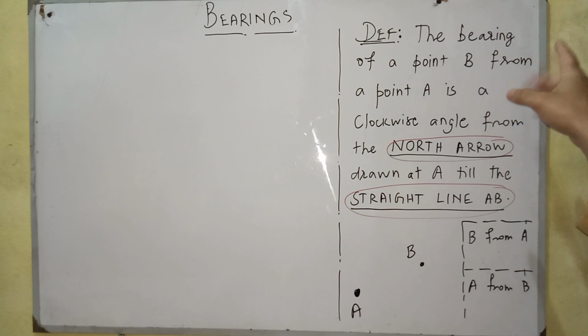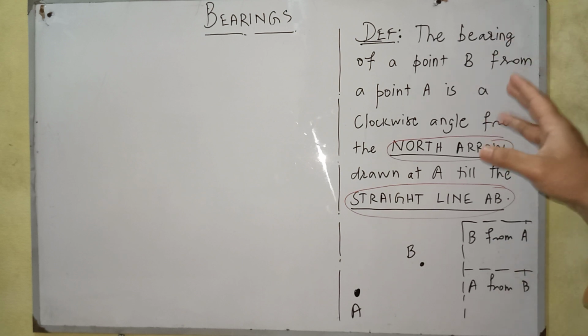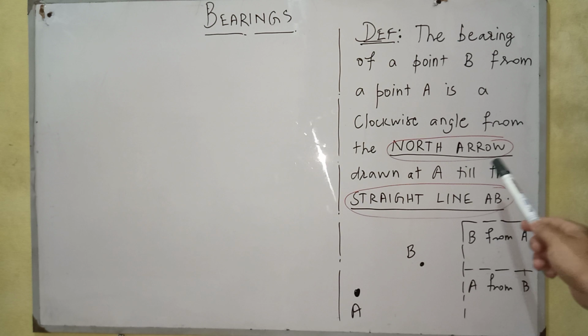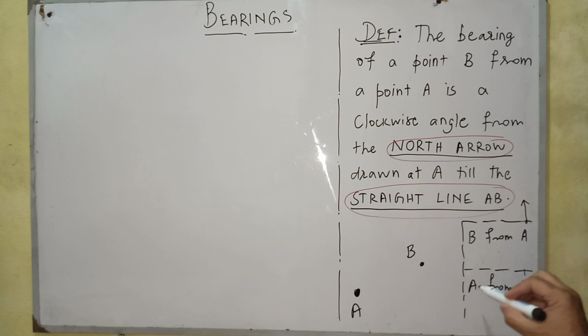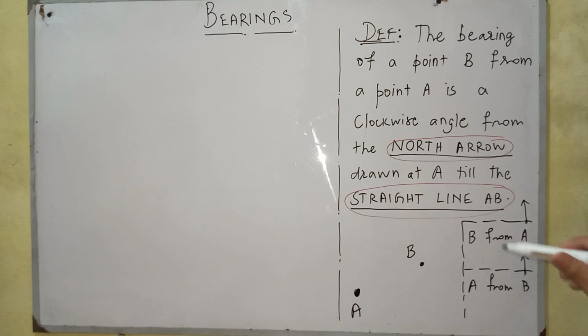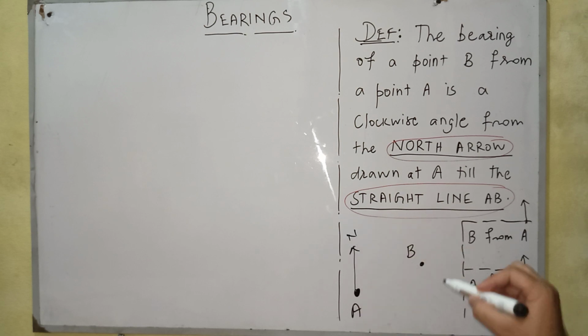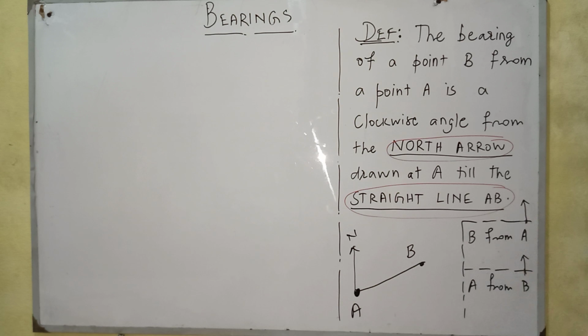If we want to find the bearing of B from point A, it is basically a clockwise angle which will start from the north arrow and it will go till the straight line AB. We need to find the bearing of B from A, so we will draw a north arrow at point A. And if we want to find the bearing of A from B, in this case we will draw the north arrow at point B. Because in the first part we need to find the bearing of B from A, so we will draw the north arrow at point A and then we will join both points. This will give us a straight line AB.